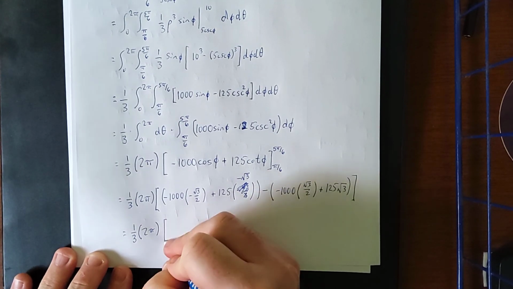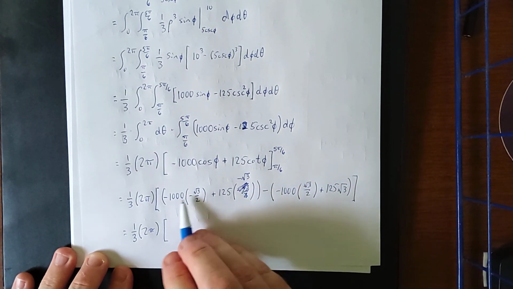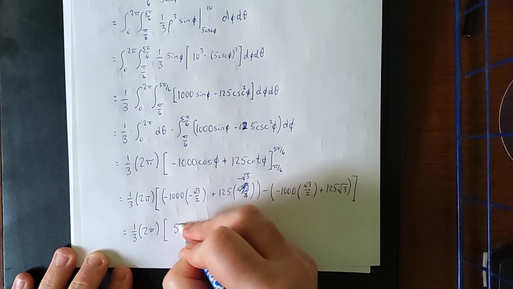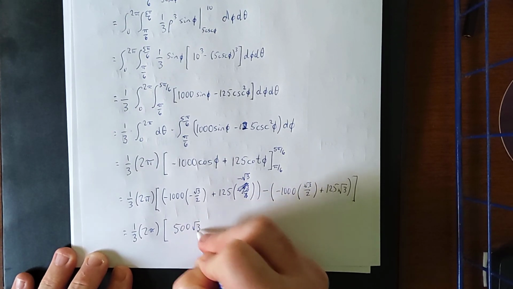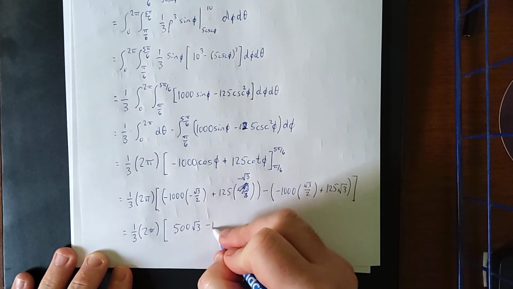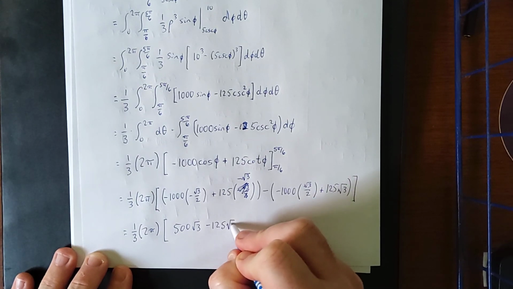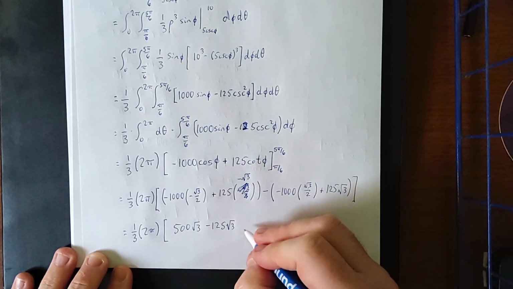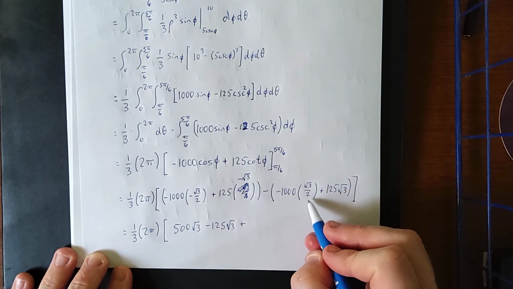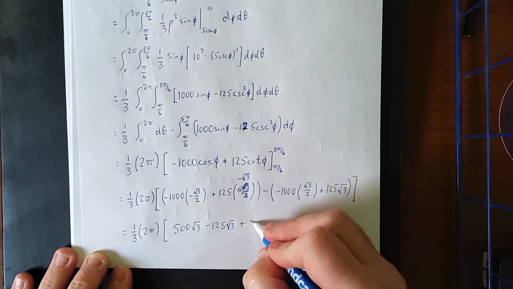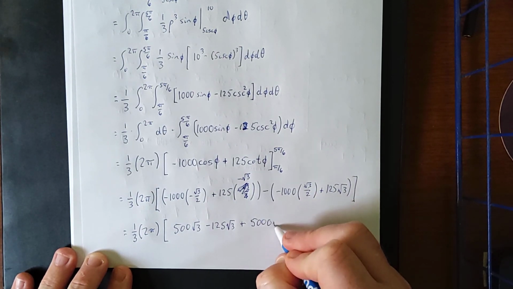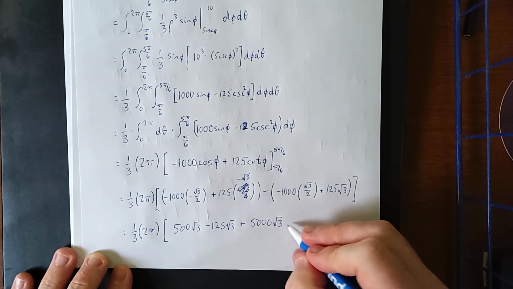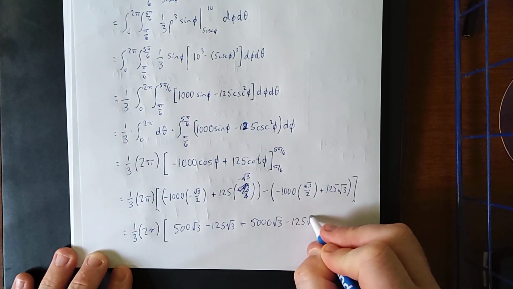So 1/3 of 2 pi times negative negative is positive. 1,000 divided by 2, that's going to be 500 square roots of 3. Minus 125 square roots of 3. Minus a minus is going to be plus 1,000 over 2. That's going to be, once again, 500 square roots of 3. Minus a positive, so minus 125 square roots of 3.